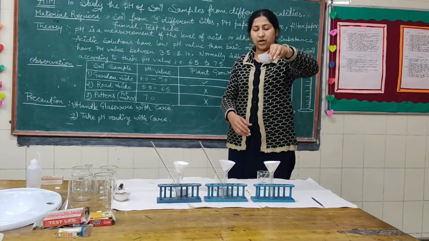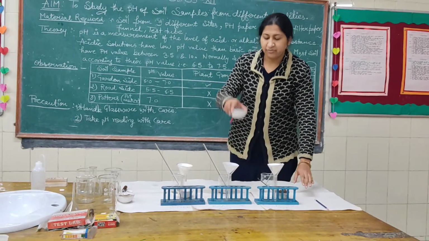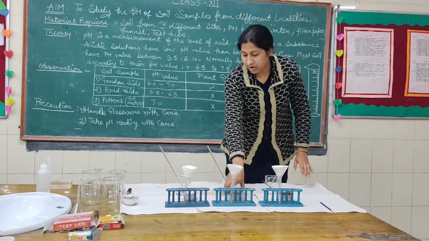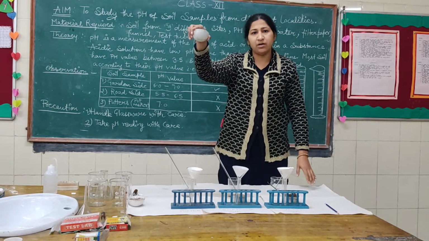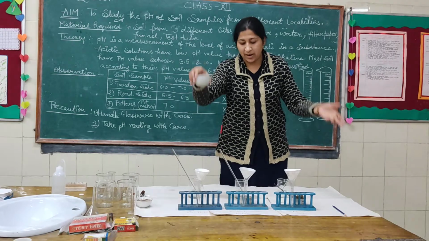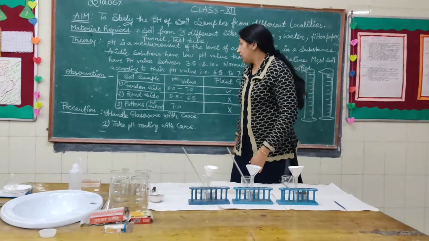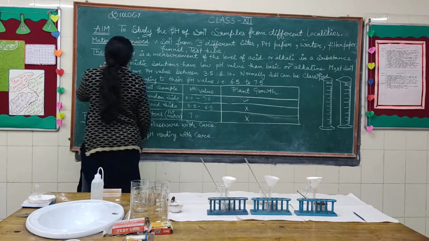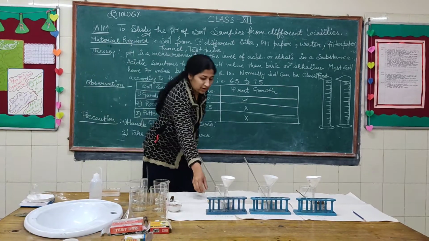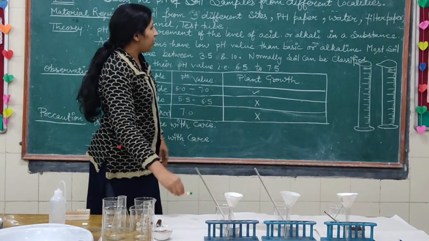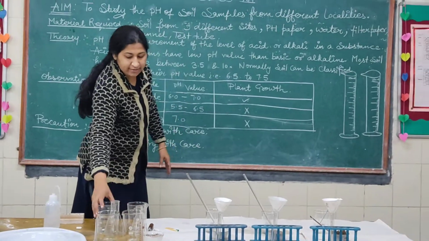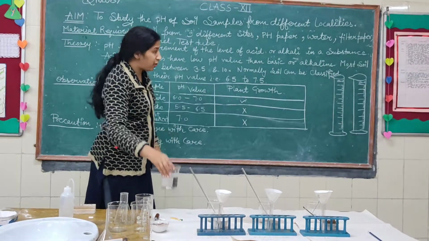One we have taken from the garden, one from the roadside, and one from the potter, that is the person who makes pots. After this we have taken the pH paper. Look, this is your pH paper. We also require water, and we have taken distilled water for this.